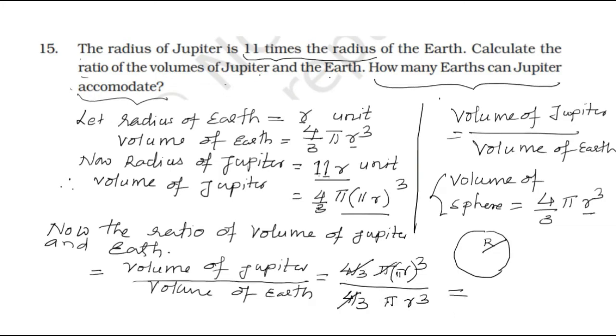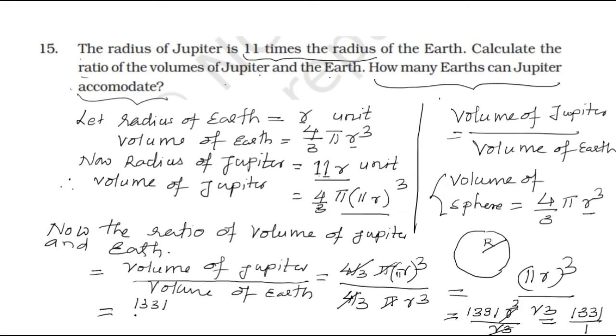Which will become, 4 by 3 gets cancelled, pi gets cancelled, so it becomes 11 r whole cube divided by r cube, right? And that will become, so 11 cube is 1331. So we'll keep this r cube the same here, divided by r cube. So this r cube will get cancelled, and finally what remains is 1331 divided by 1. And this is the ratio. So the ratio of the volume of Jupiter to the volume of Earth can be written this way: 1331 is to 1.